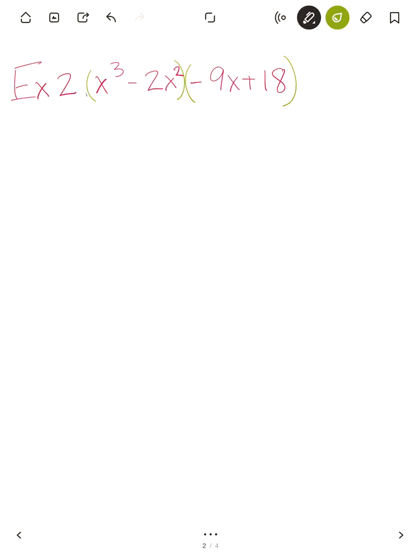Again, in my first pair, I look for the GCF, the greatest common factor. I notice it's x squared. So my GCF goes on the outside, and I write down what I have left. X cubed divided by x squared is x. Negative 2x squared divided by x squared is a negative 2.